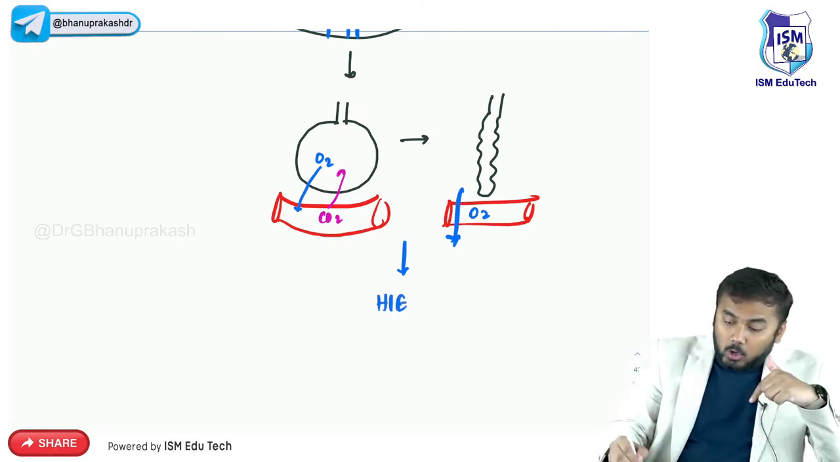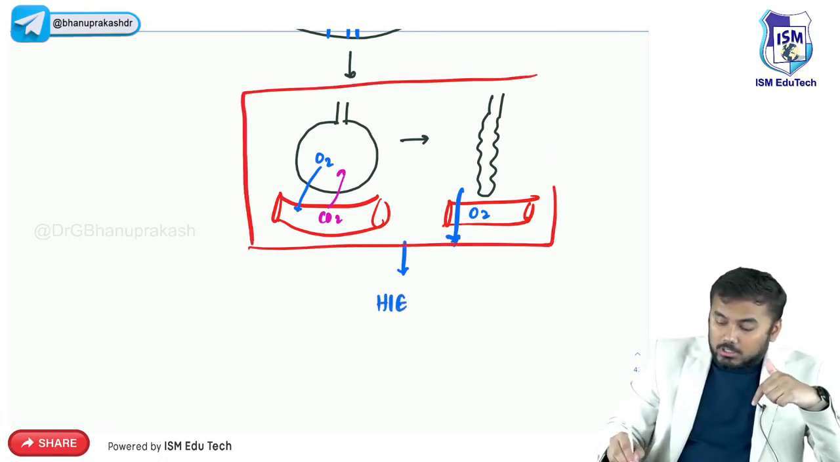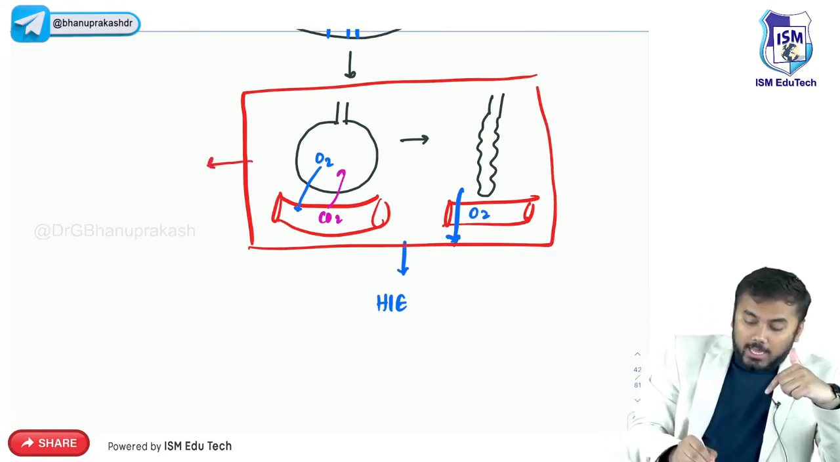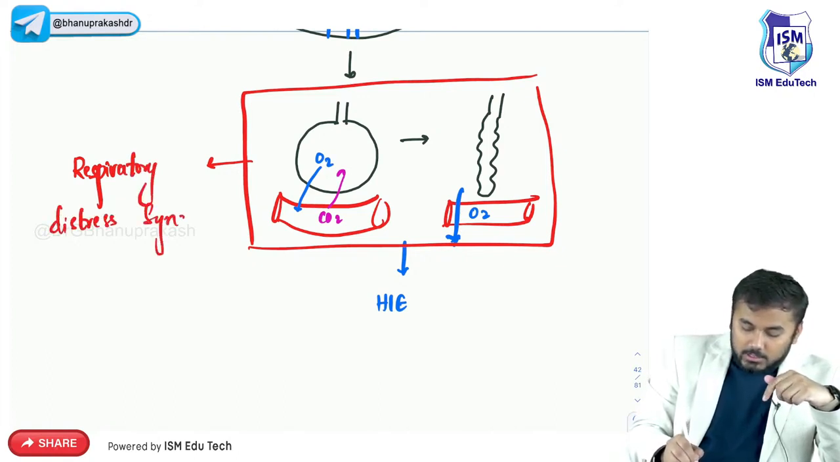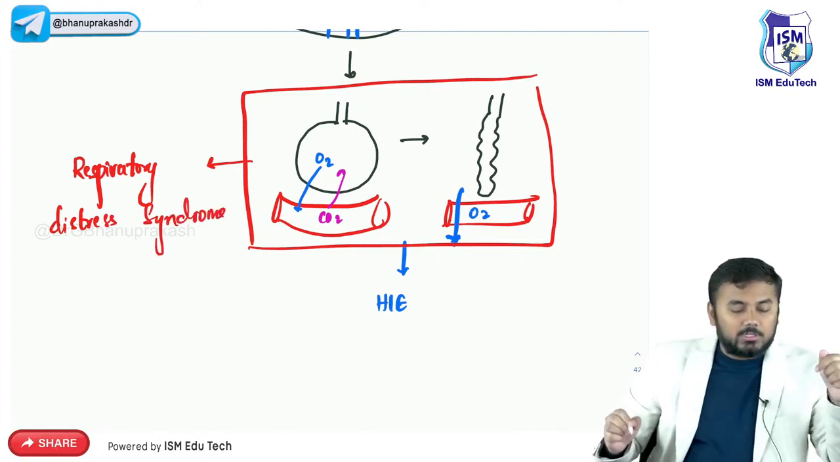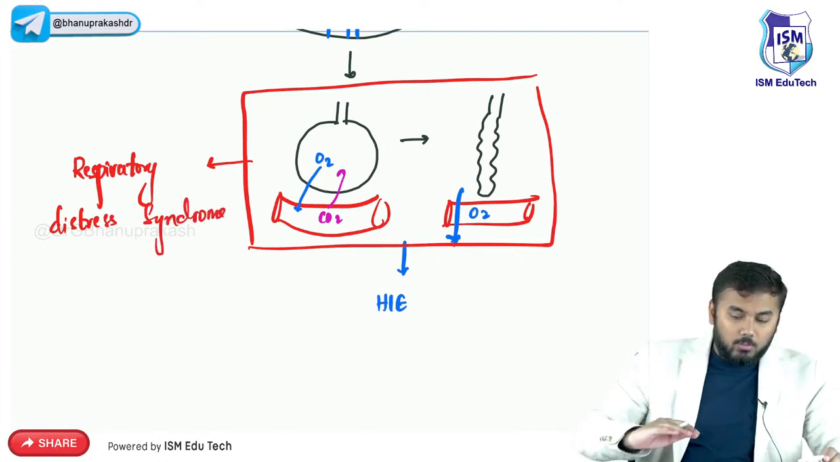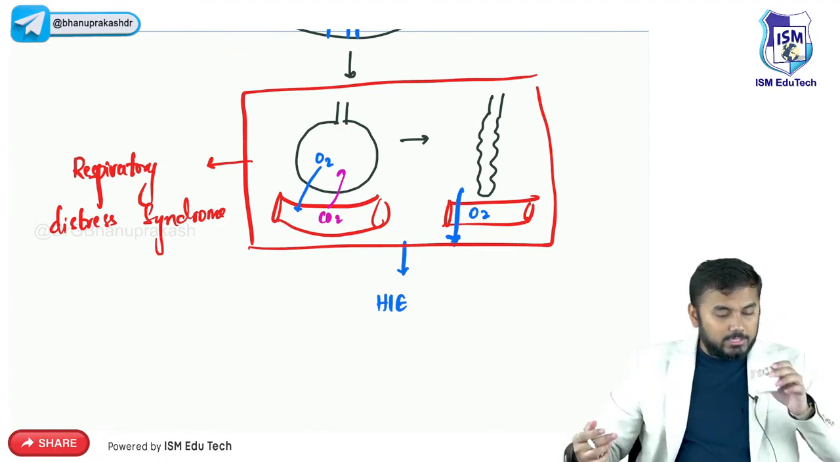And the concept that I have explained till now is called respiratory distress syndrome. This is what is called respiratory distress syndrome. All of you understood whatever I have told you guys?